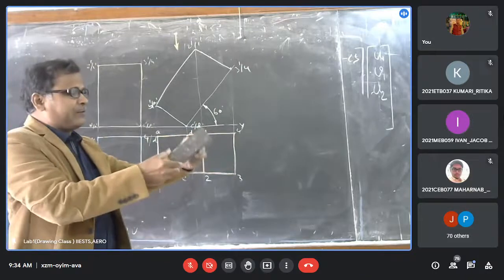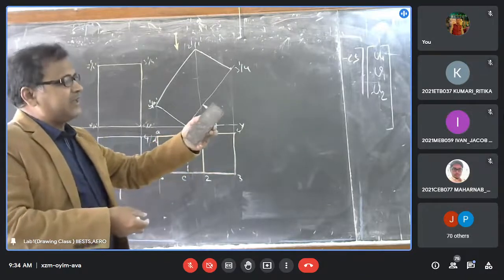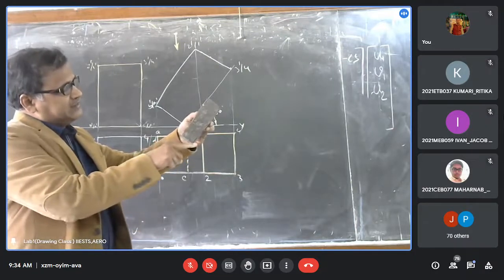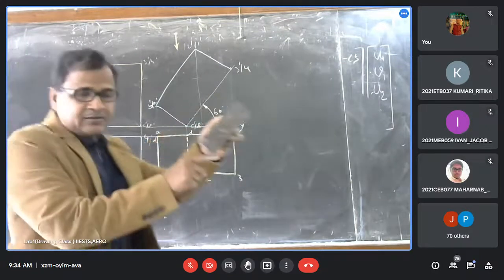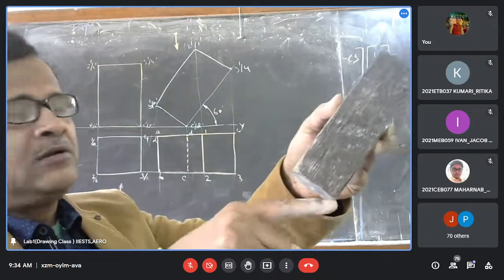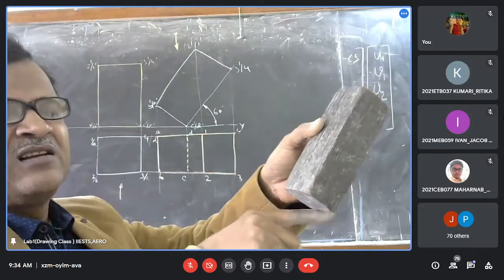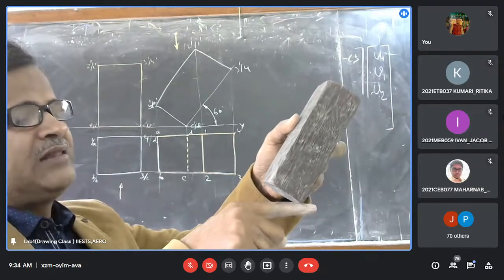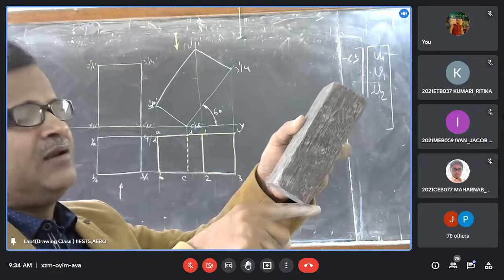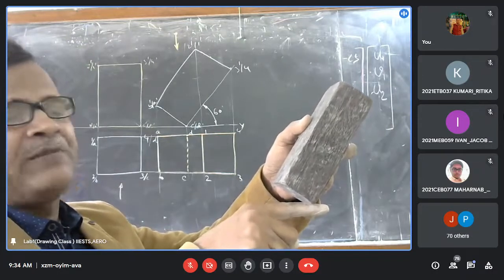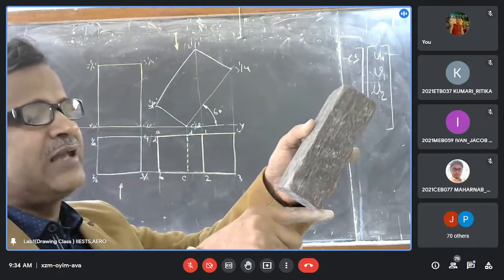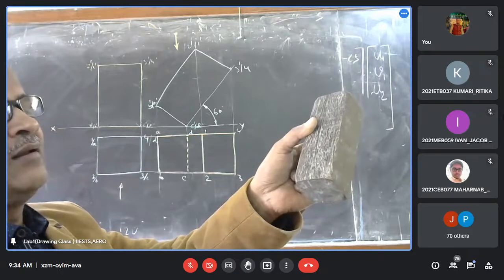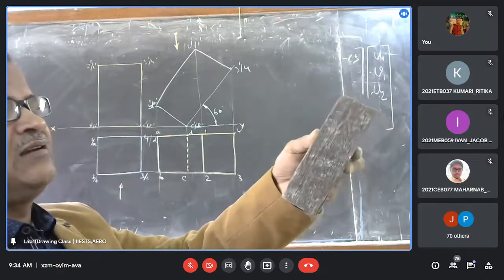In this condition, suppose it is lying like this. This is a resting edge. Now, this edge is making 90 degrees with the vertical plane, and we want to make this line 45 degrees with the vertical plane. Then you just rotate like this. So now it is in this condition, you rotate like this.